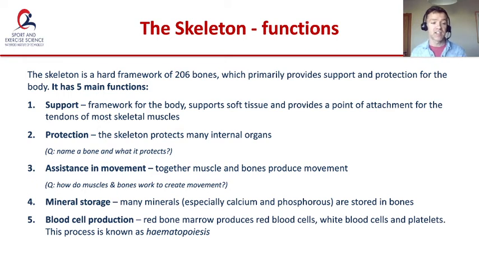The skeleton is also a site of mineral storage, so many minerals like calcium and phosphorus are stored in the bones. Also, the bone marrow, which is found on the inside of our bones, is the site where all our blood cells are produced. Okay, red bone marrow produces red blood cells, white blood cells, and platelets. So all the cells that are floating around in your blood are produced in your bone marrow, which is found inside your bones. This process of blood cell production is called hematopoiesis.